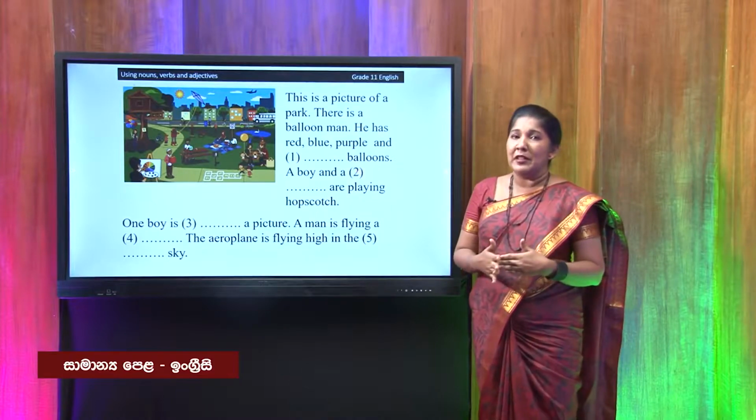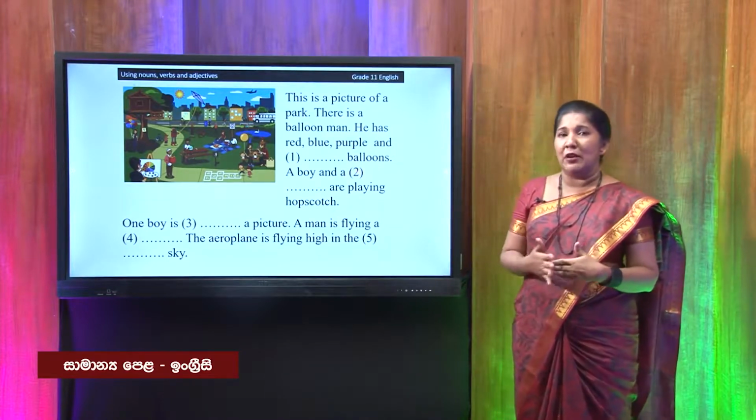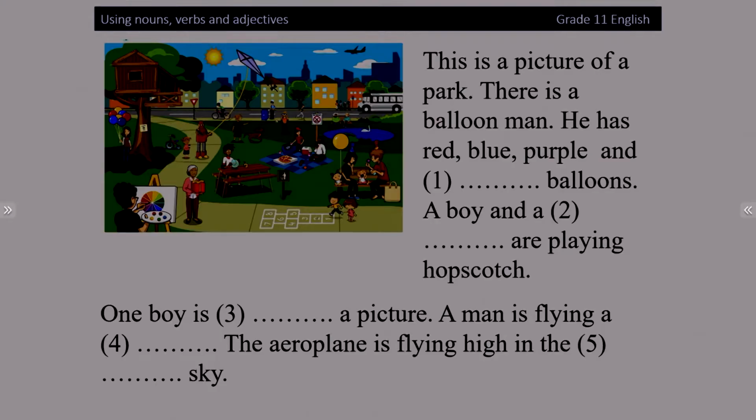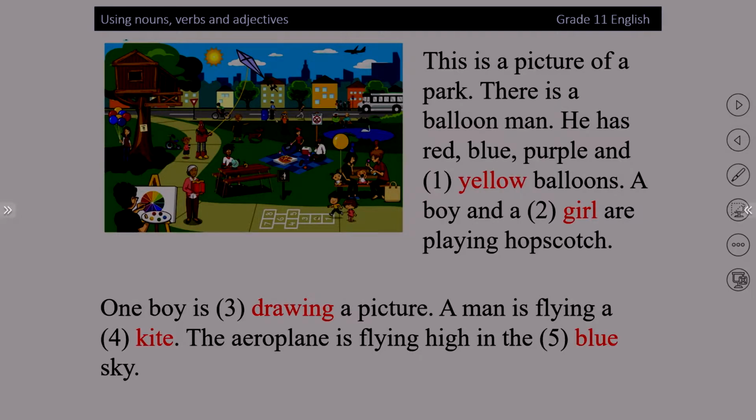So now you know the verbs, you know the adjectives, you know the nouns, and you know what to write. Okay children, it's just only 5 blanks. You can write the number and write your answer, and you can check with my answers. Alright, now look at the picture. The balloon man has red, blue, purple, and there is one yellow balloons. Okay, the color is given there, and here the word yellow stays as an adjective there. It tells more about the balloon.